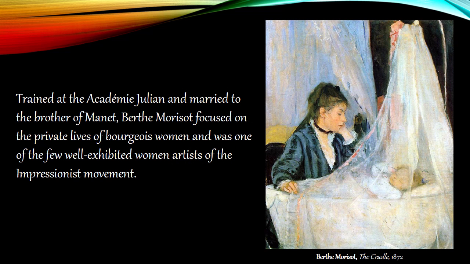Trained at the Académie Julienne, one of the private schools that admitted female students, and consequently married to Manet's brother, Berthe Morisot was one of the few well-exhibited women artists of the Impressionist movement, focusing her work primarily on the private lives of bourgeois women.